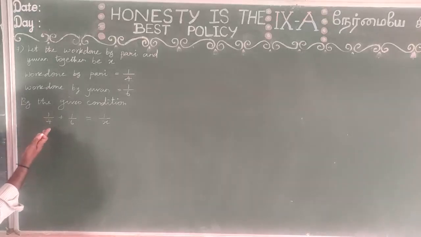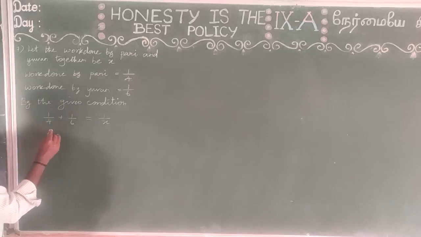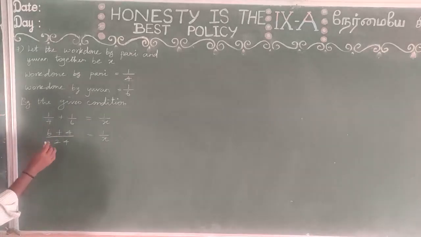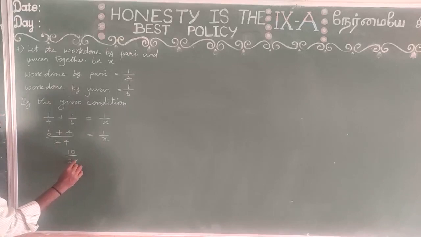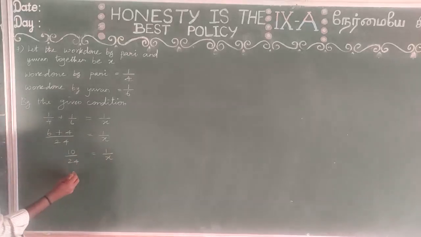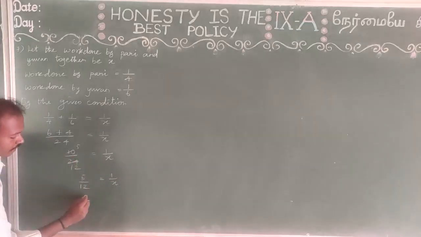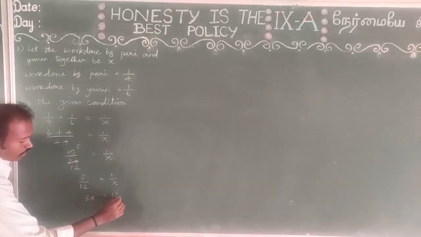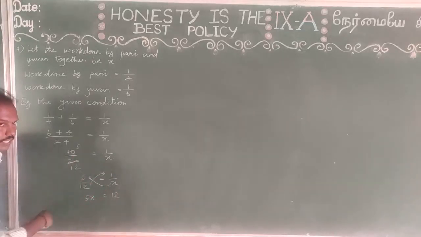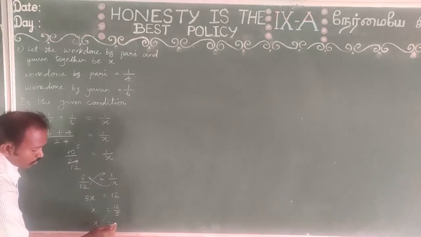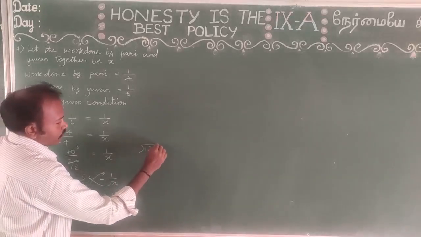So using cross multiplication, 6 plus 4 divided by 6 fours are 24 is equal to 1 by x. Then 6 plus 4, 10 divided by 24 is equal to 1 by x. Then 5 twos are 10, 12 twos are 24. Then 5 by 12 is equal to 1 by x. Then 5x is equal to 12. Then x is equal to 12 divided by 5.